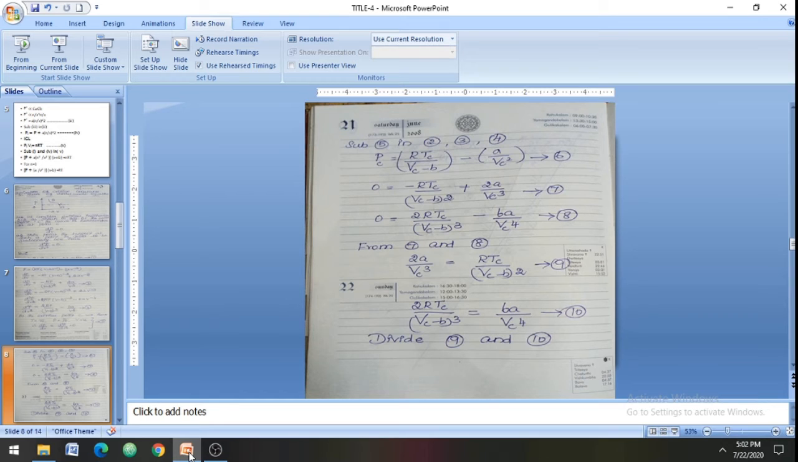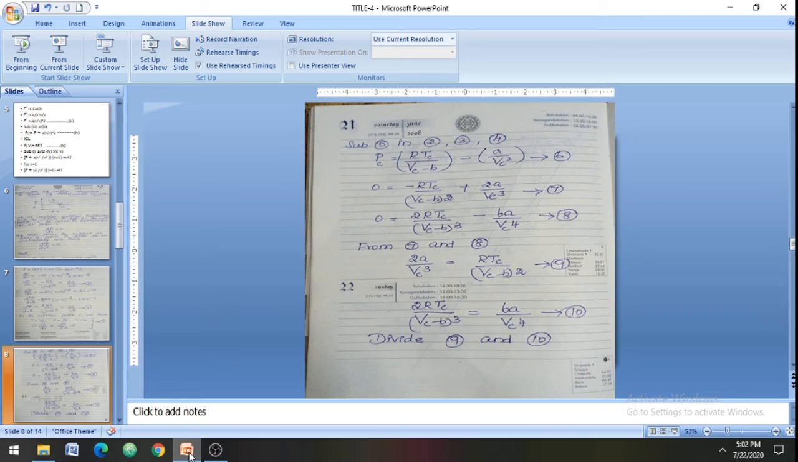Next one, 0 is equal to 2RTc by (Vc minus b) whole cubed minus 6a by Vc power 4. This is the eighth expression after substituting the fifth expression in the second, third and fourth equations. From expressions 7 and 8, we see that 2a by Vc cubed is equal to RTc by (Vc minus b) whole squared. This is the ninth expression.